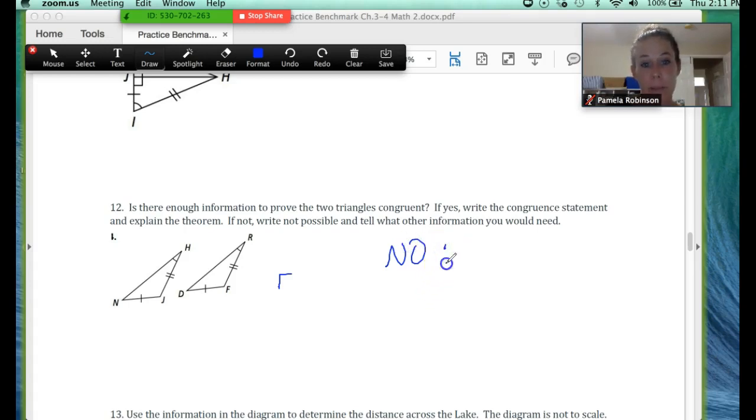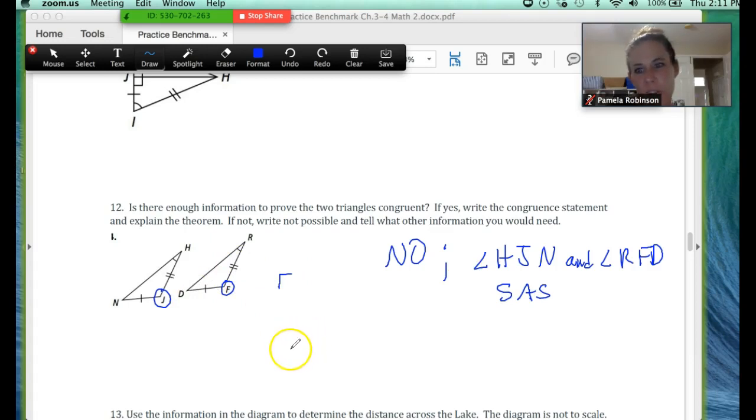It's not hypotenuse leg. So what other information could we use to prove congruence? Well, if we had this angle here, that would be great because then we'd have side, angle, side. How about if we had angle HJN and angle RFD? If we had those, then we can prove congruence by side, angle, side. There's lots of other things you could do.